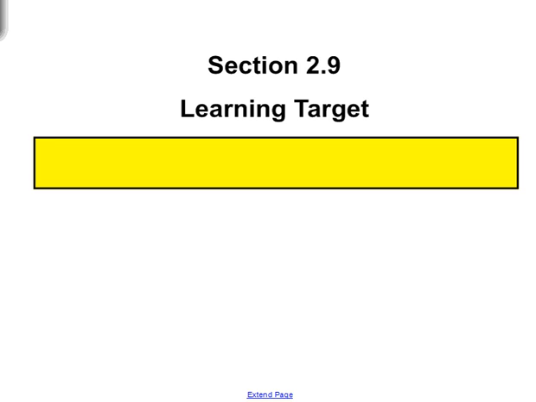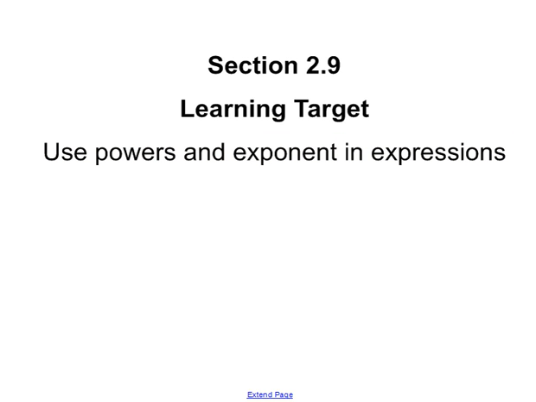We're going to start our study of Chapter 2, Section 9. So that's Section 2.9. As always, whenever we start a new section, we always start with the learning target. The learning target for today is to use powers and exponents in expressions.